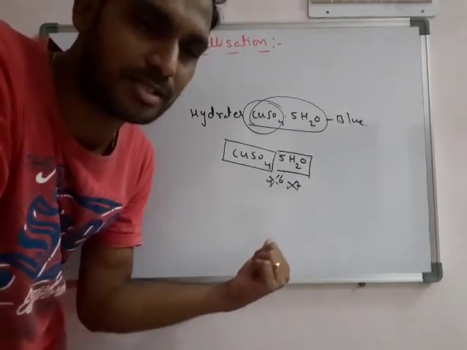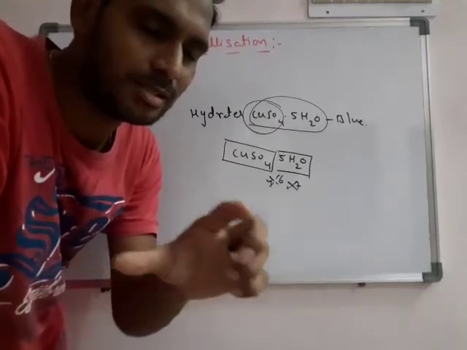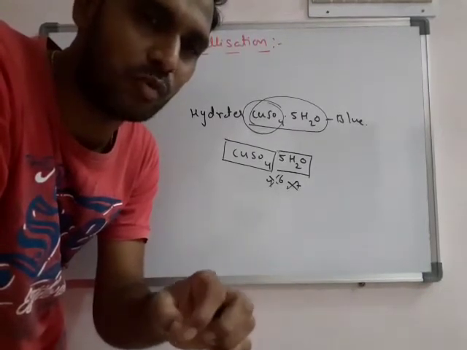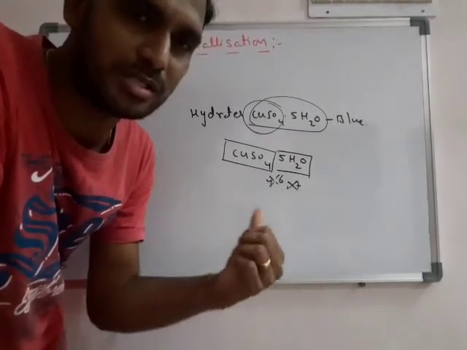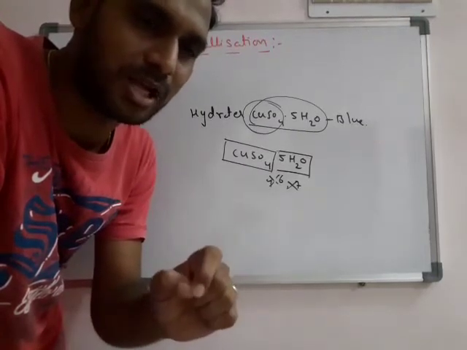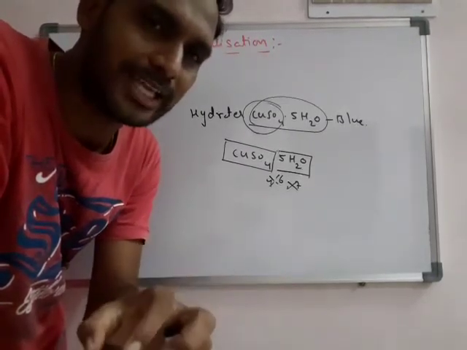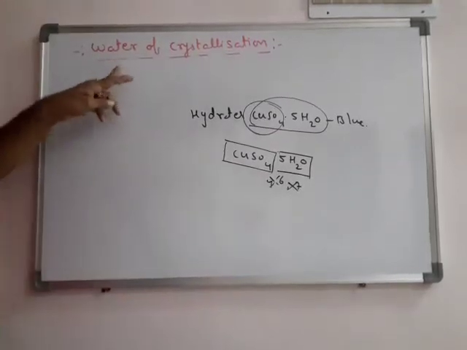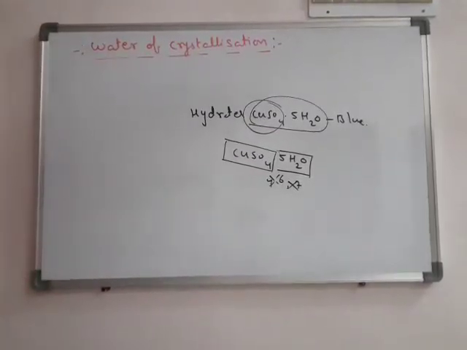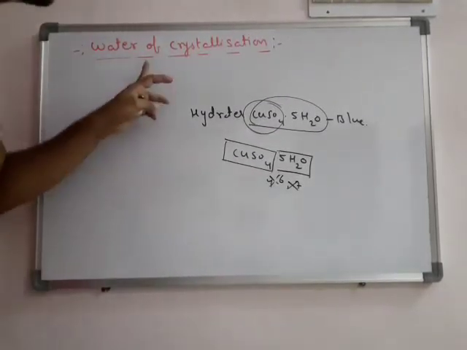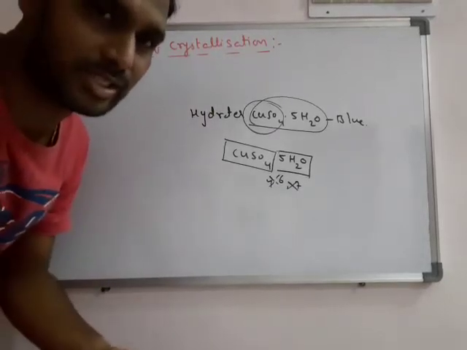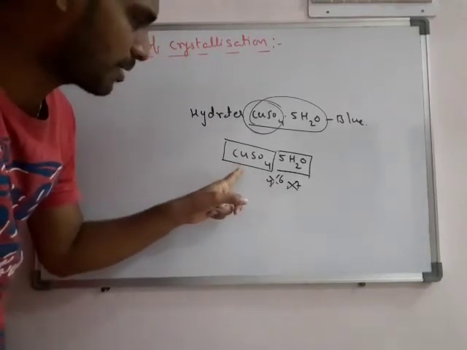Loosely bonded water molecules. So that's why, just on heating, the water is removed easily from this type of salt. This concept, the releasing of water on heating the hydrated salt, the removal of water, is called water of crystallization.